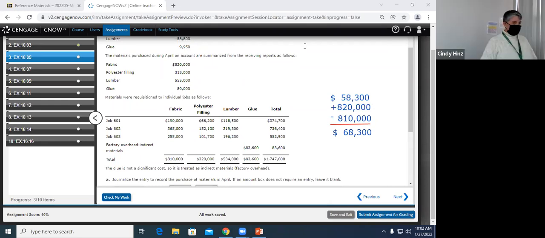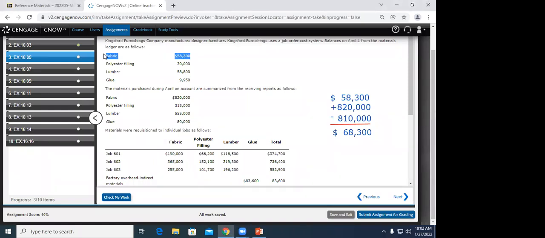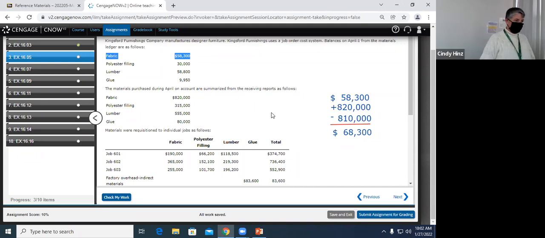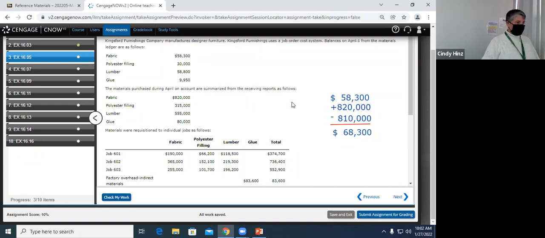Do you know where you got the 58,300? Where did I get that? Yeah, it's right here. I just had to scroll up there. Yeah. Thank you. I had the same problem, obviously. I just had to scroll down. Some of these exercises take up a lot of room.